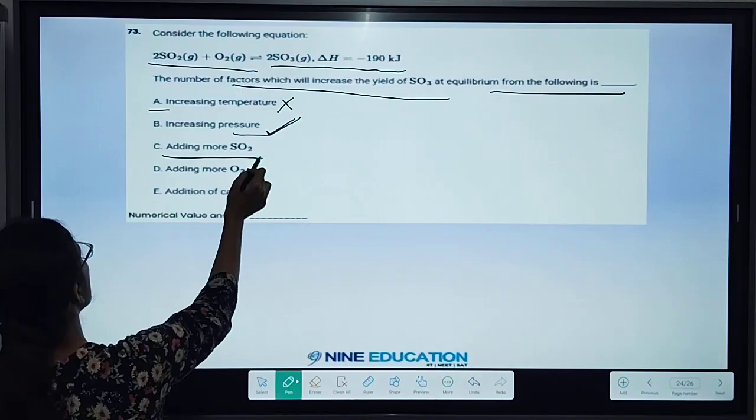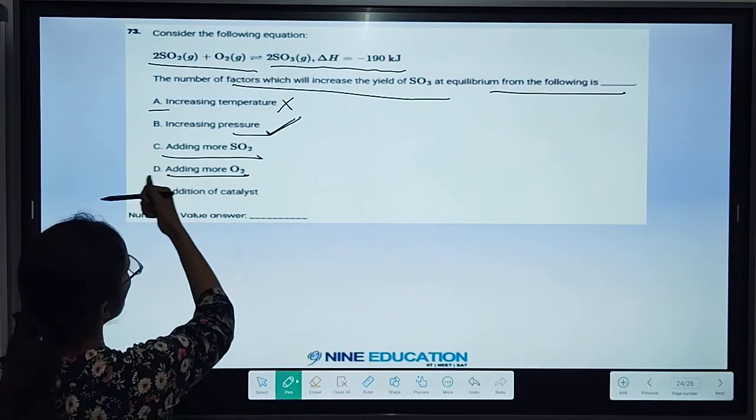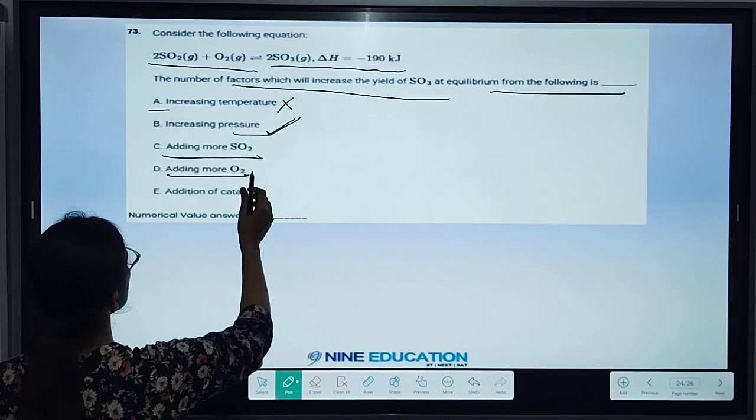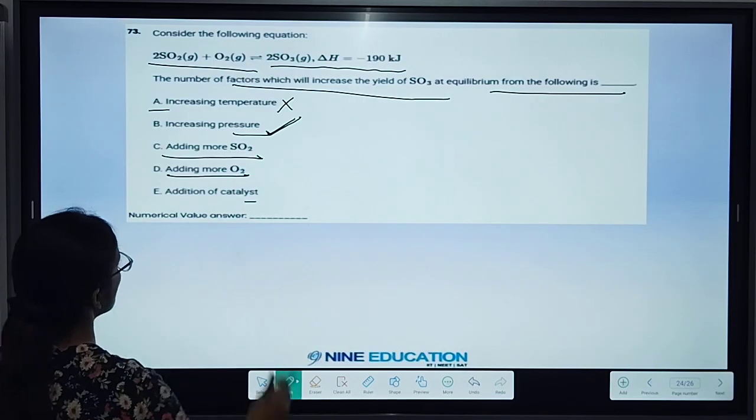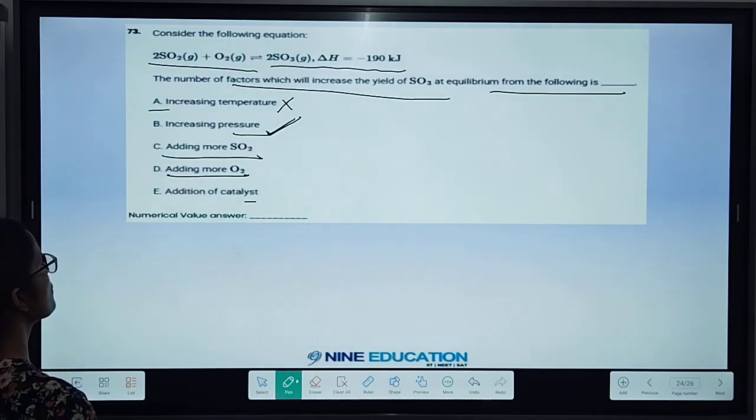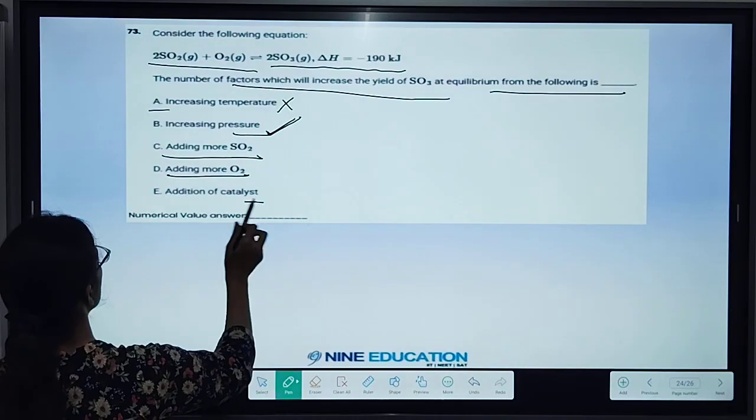Adding more SO2 is even more straightforward. If we add the reactant, the reaction will move towards forward. Adding more O2, again, this will also be the answer. Next, addition of catalyst. Catalysts do not affect the position of the equilibrium. It increases the rate of the reactions, okay, the rate of forward and the backward reaction.